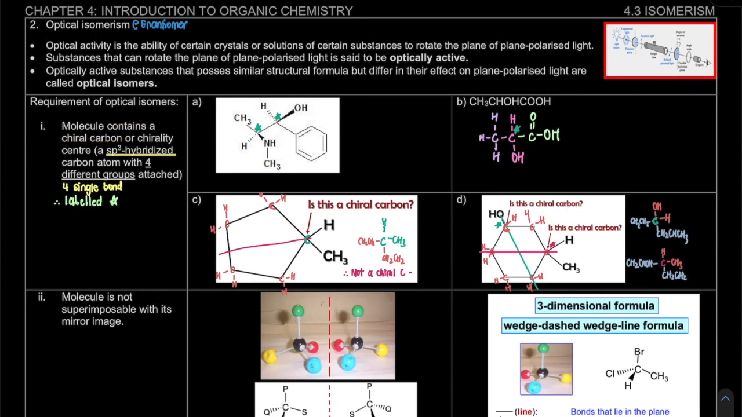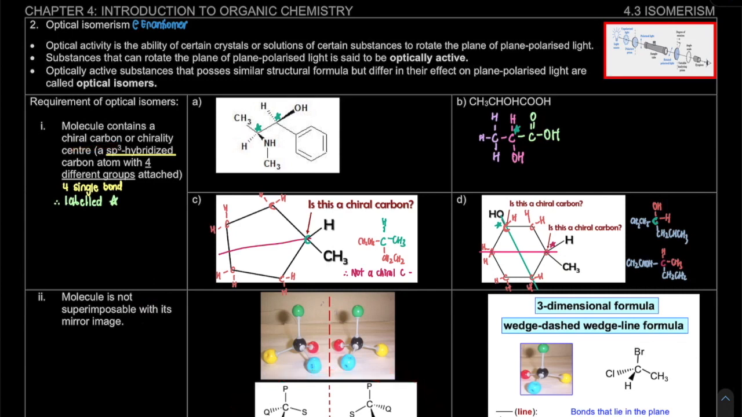Once we have determined that the molecule contains a chiral carbon, next, when the molecule contains a chiral carbon, the molecule itself is not superimposable with its mirror image. So for the case of enantiomers, it's important first to determine the chiral center. Next is to draw this one.